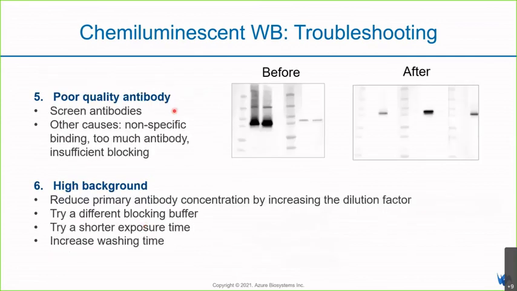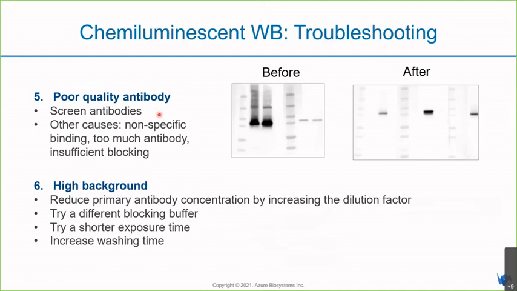Right. So this is the image you will see if you have poor quality antibody, where you see some smearing and unspecific bindings. Firstly, what you should do is screen the antibodies. Once you receive the antibodies, do a dot blot test to make sure they are working properly. They are not having poor quality and non-specific bindings.